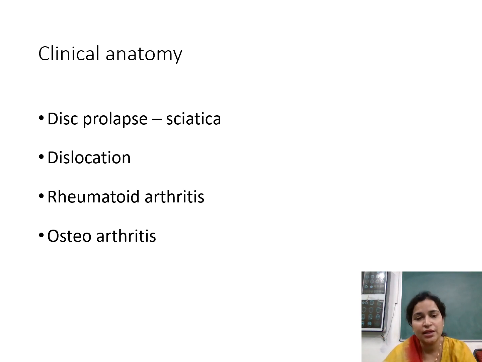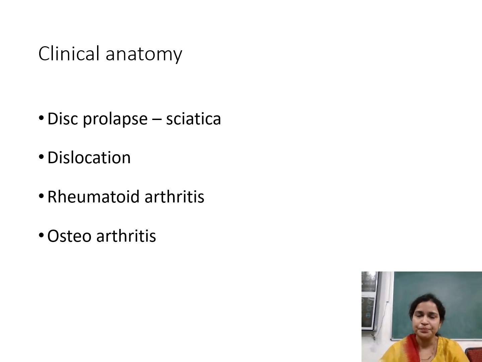Rheumatoid arthritis is a chronic inflammatory condition. The synovial membranes of the small joints of the hand get thickened, and there are deformities in the fingers. Morning stiffness is there in rheumatoid arthritis, a chronic inflammatory condition. So just like that, disc prolapse, that is sciatica, dislocation, complete or partial, and then there is rheumatoid arthritis and osteoarthritis.